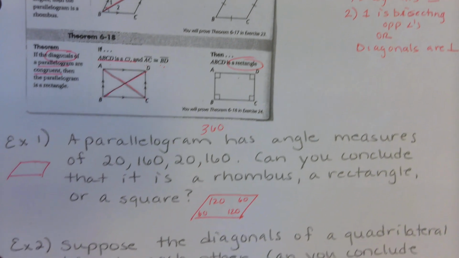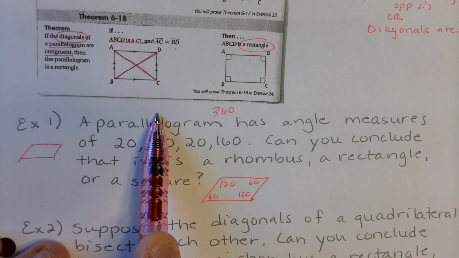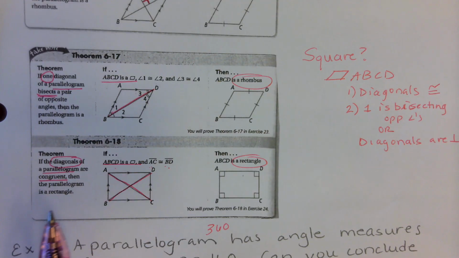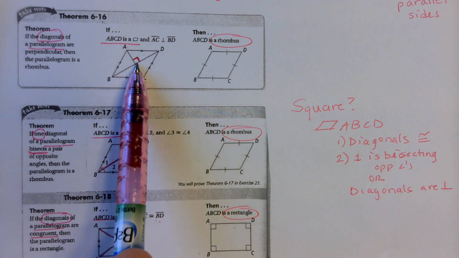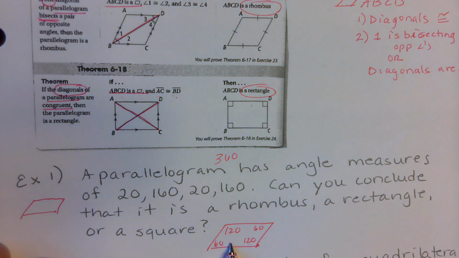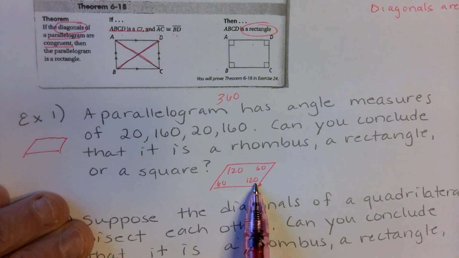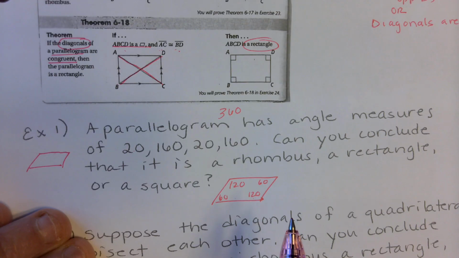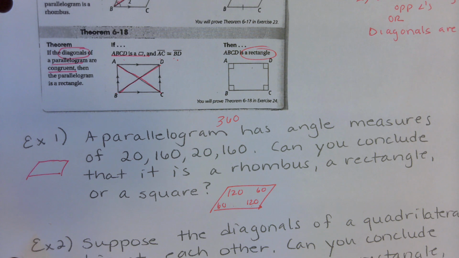They tell you that, but let's see all the things we know. Now, can you conclude that it's a rhombus, a rectangle, or a square? Okay, well, let's check. We know we have a parallelogram, so we can use these up here to check. Do we know that the diagonals are perpendicular? No. Do we know that the one diagonal bisects the other? No. Do we know that the diagonals are, no, we don't even have diagonals. So we can't go by that.